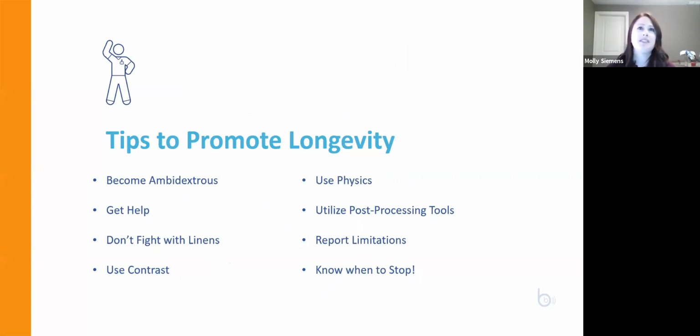Becoming ambidextrous. As strange as this sounds, being able to scan with both hands can allow your dominant hand a little bit of time to relax and not become overly fatigued. This does take practice, however, and it has been suggested that the easiest exam to train your non-dominant hand is carotid studies, so something that you might want to try out.